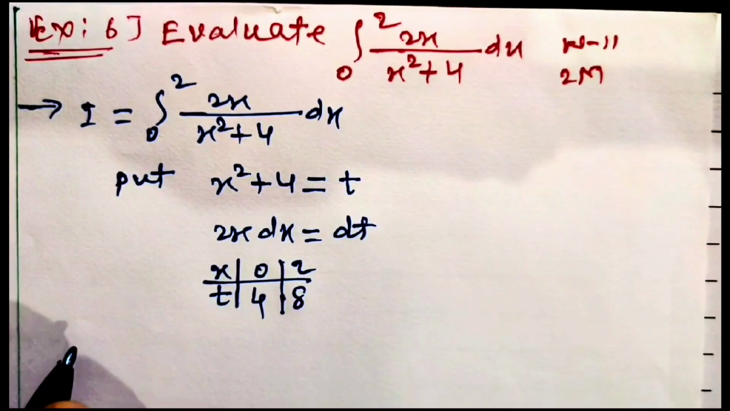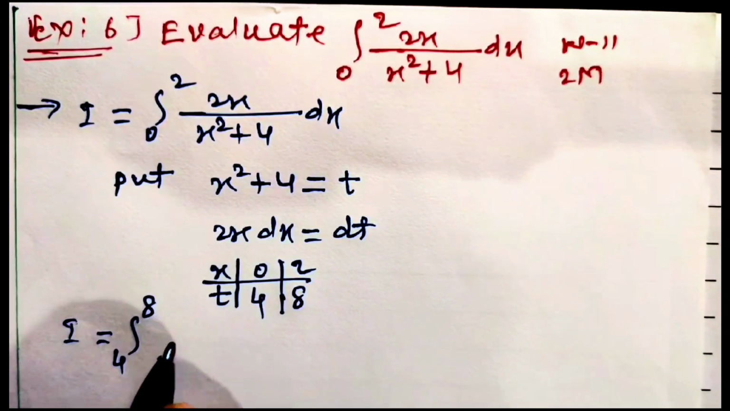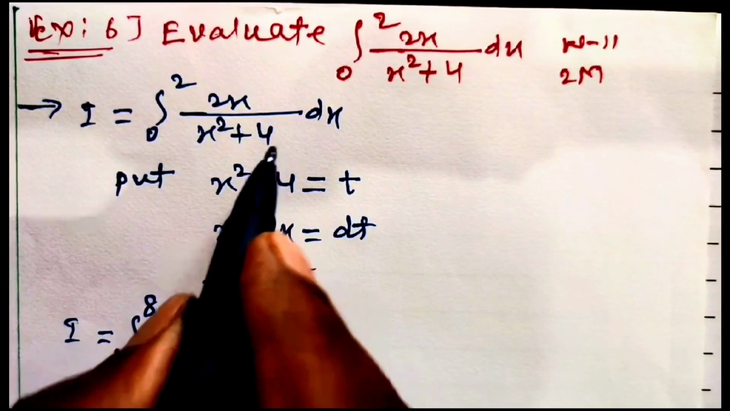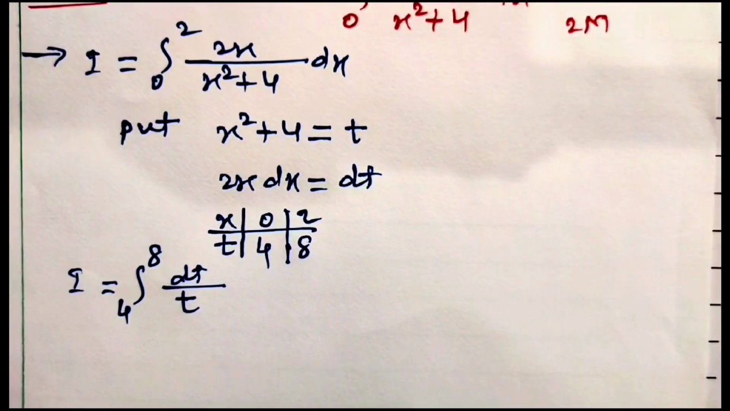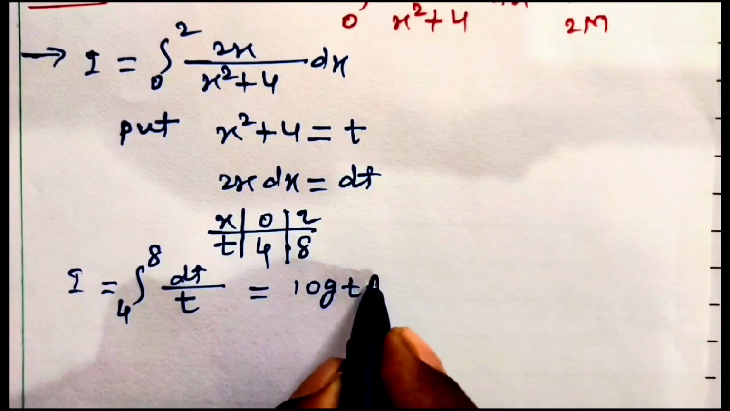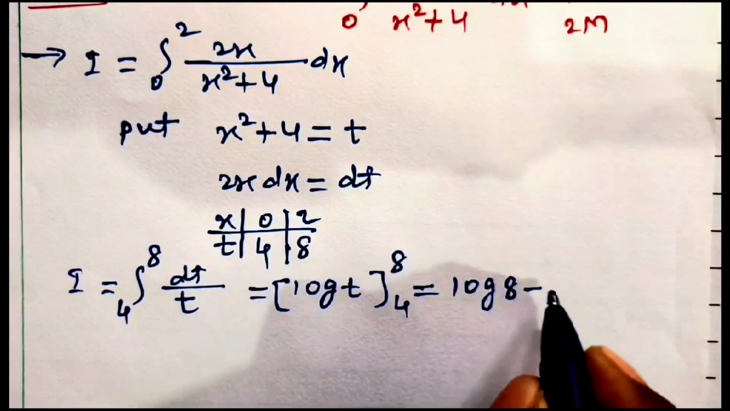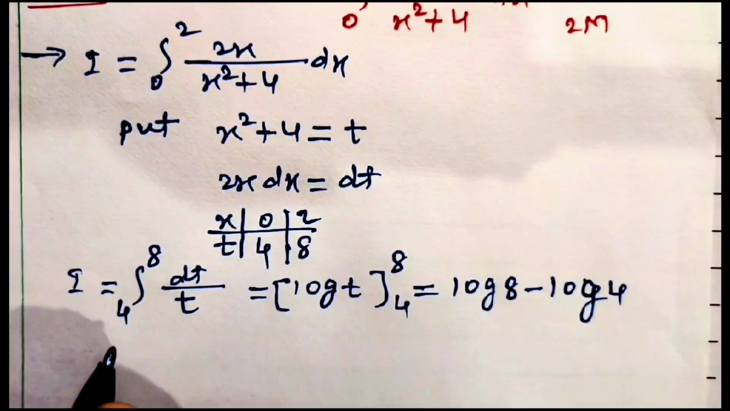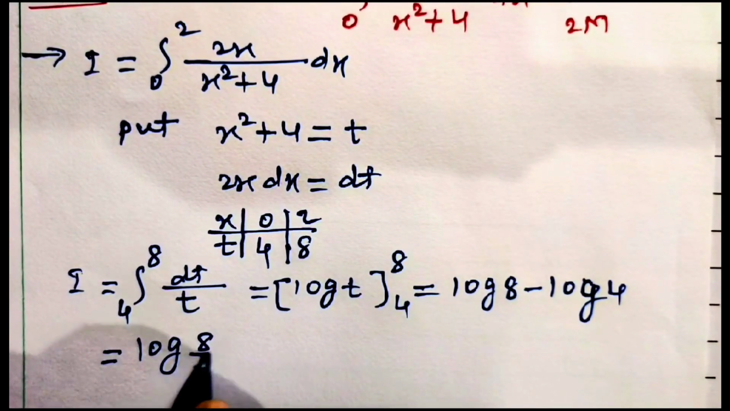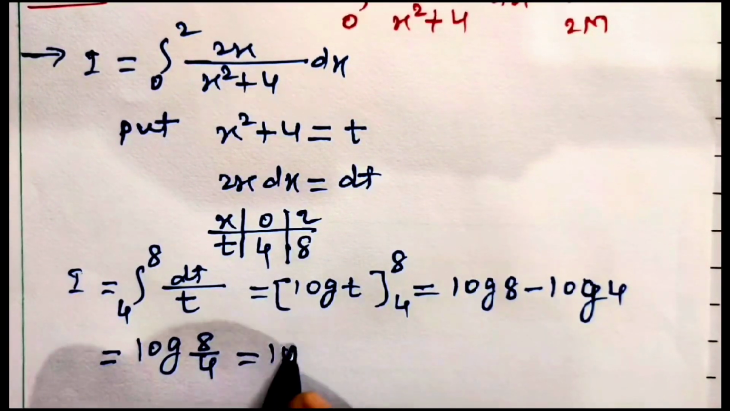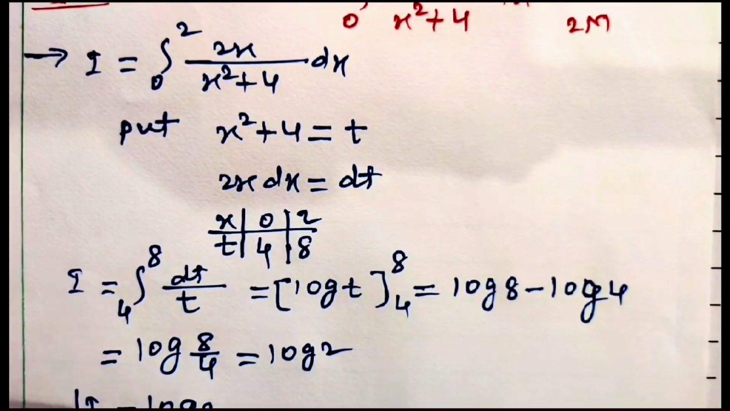Put here. Hence, I is equal to the integral from 4 to 8, 2x into dx is dt, divided by x square plus 4, which is t. And you know, the integral of 1 upon t is log t. So this is equal to logarithm of t, limits from 4 to 8, which is logarithm of 8 minus logarithm of 4. And applying the property of logarithm, this can be written as logarithm of 8 upon 4, and this is equal to logarithm of 2. Hence I is equal to log 2. This is the value of the given integral I.